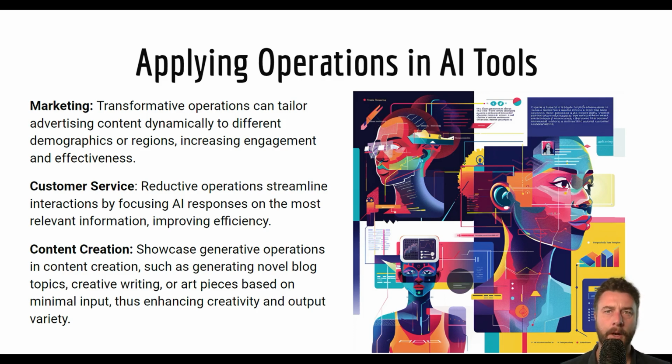So, applying operations in AI tools. In marketing, transformative operations can tailor advertising content dynamically to different demographics or regions. You could have the same general content, but transform it for the different avatars that you're marketing to. Each good marketing operation has three or four avatars, or three or four optimal buyers. We can use themes or content to tailor the message to the individual to increase the response rate or to increase engagement.